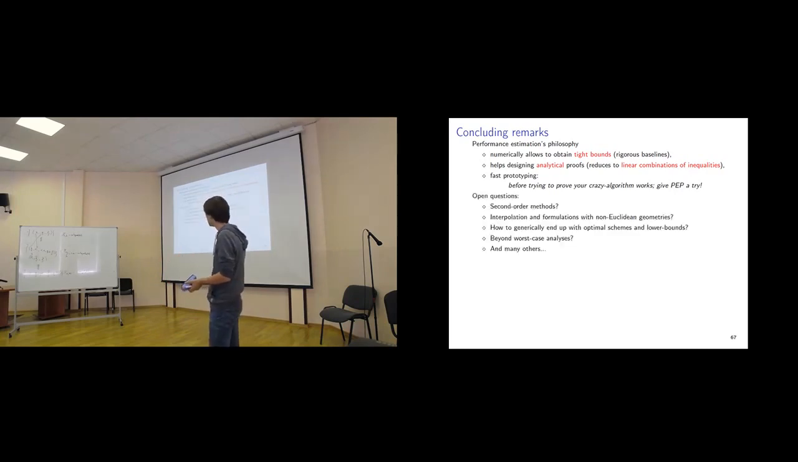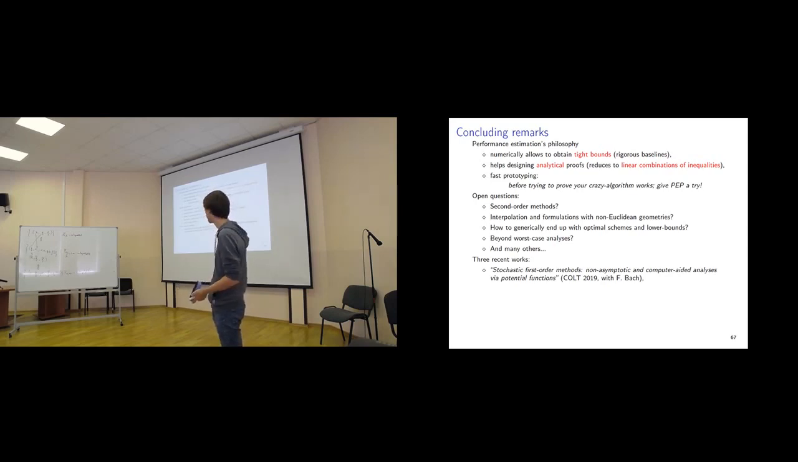There are many open questions regarding that. For example, it's not clear how to do second-order methods. There are many classes of problems for which it's not clear what the interpolation condition should be. And also, it's not clear if we can use that beyond worst-case analysis. I have discussed those questions with a few colleagues, but it's really not clear how to answer them.